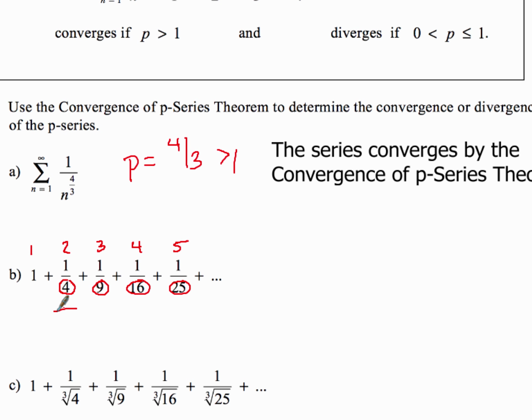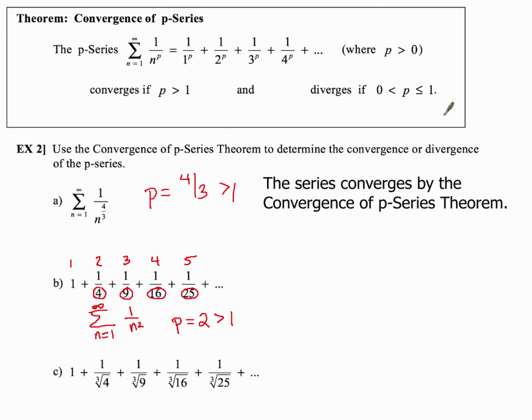So that means we would have this for our formula, written in series notation, n equals 1 to infinity of 1 over n squared. Well then what's that tell us about our p-value? Our p-value is going to be 2, which is of course greater than 1. So that means what kind of conclusion are we going to have? Same as choice A. The series converges by the convergence of p-series theorem. So we would write that again for example B.